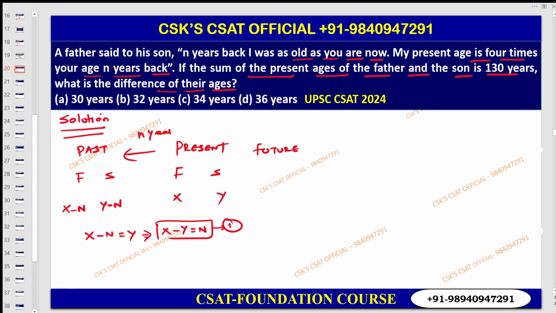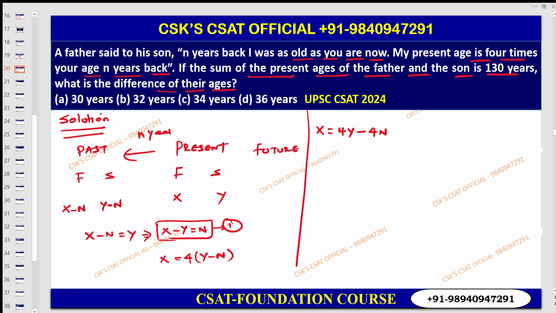Now move on to the statements. My present age, your father is saying, my present age here is 4 times your age n years back. What is your age? Which means the son's age, y minus n. All right, so now you can simplify this here. Future nothing. So therefore x is equal to 4y minus 4n.